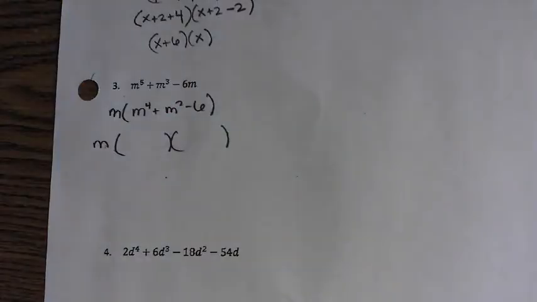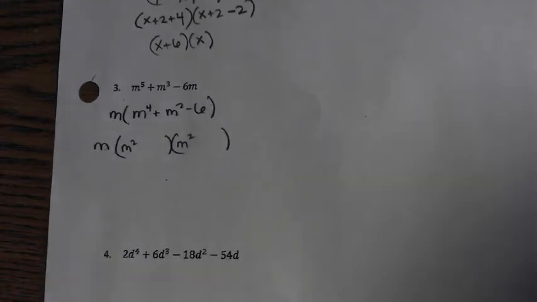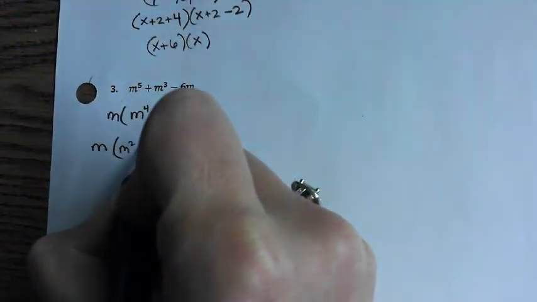Now I can guess and check on the trinomial. What's really the only way we're going to make m to the fourth happen? Right, m squared. And then we need to multiply to get negative 6, and we need our outer and inner to be positive 1. Who's got it? Haley? Minus 3.